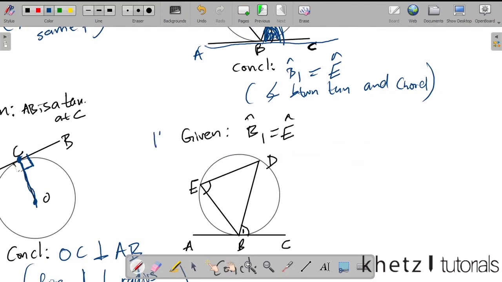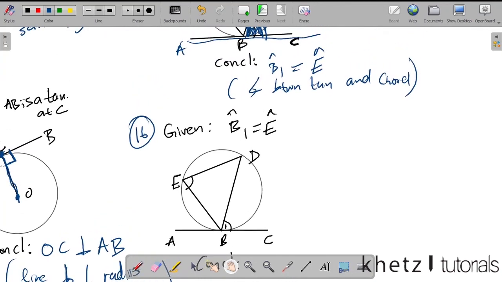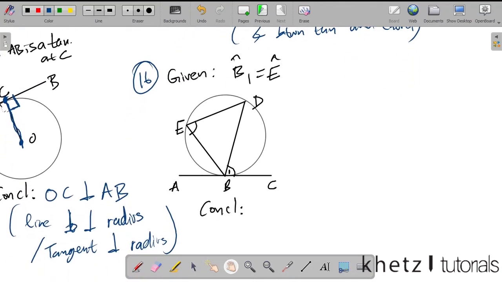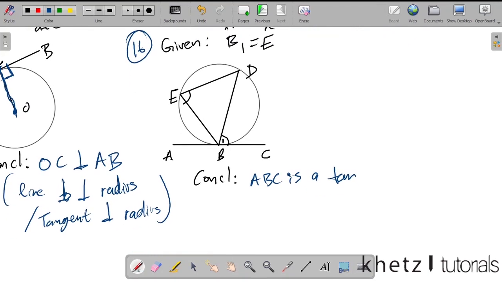We have the same diagram, but now we're given the conclusion of the previous one. Given that B1 is equal to E, what can we conclude? We can conclude that ABC is a tangent. And our reason would be angle between line and chord.